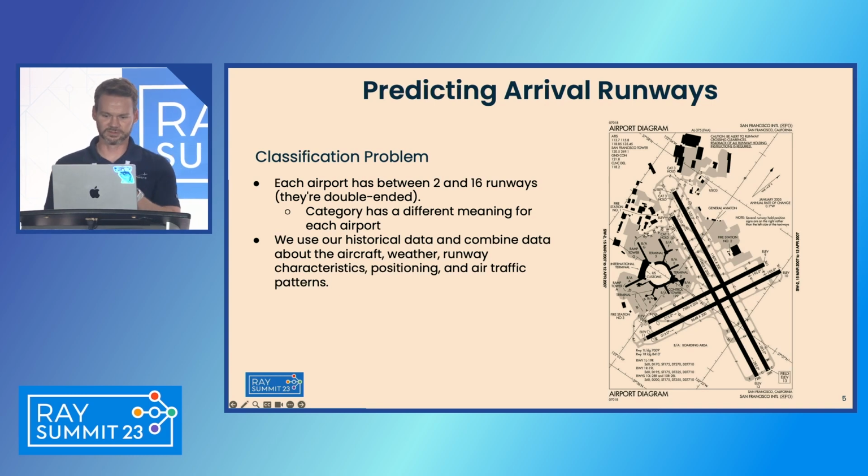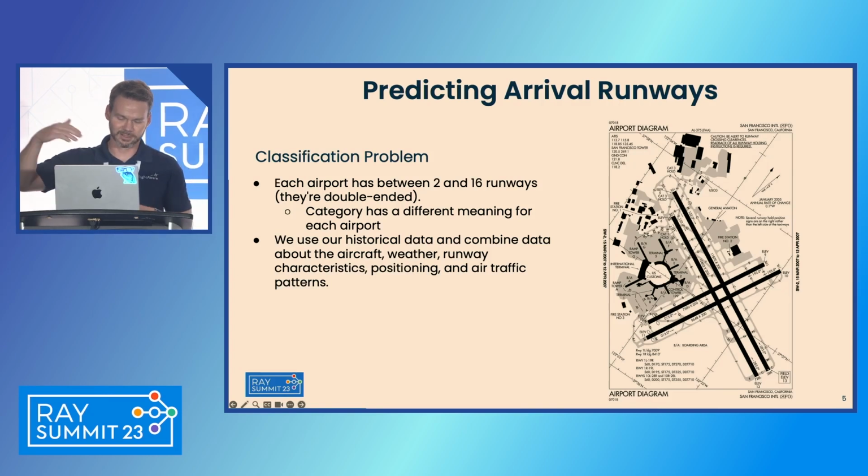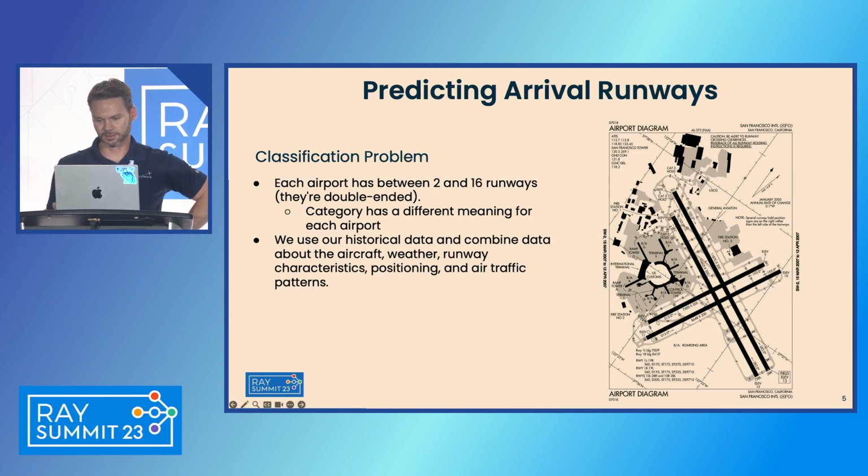This diagram is an example of SFO airport. You have 4 physical runways, but the plane can come from either direction, so you actually have 8 logical runways that have their own unique identifiers. This problem can get pretty complex when you have airplanes getting assigned to parallel runways and things like that. But the model trains on historical data that we have collected about what's happened in the past, what runways they were assigned, where the planes were, what the weather was, data about the runways, positioning of things, air traffic patterns, all of that.